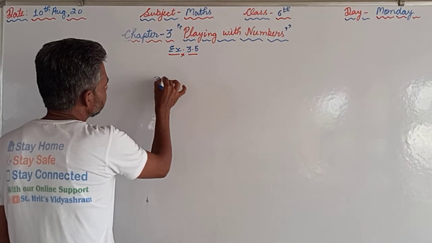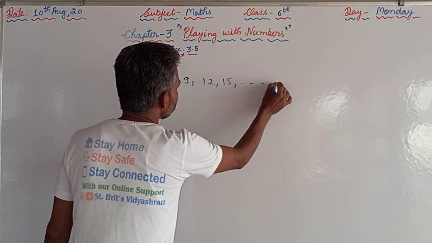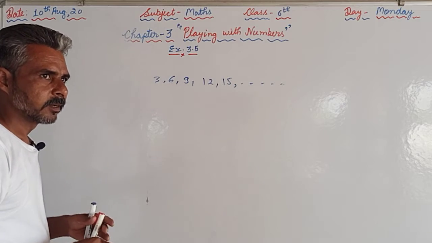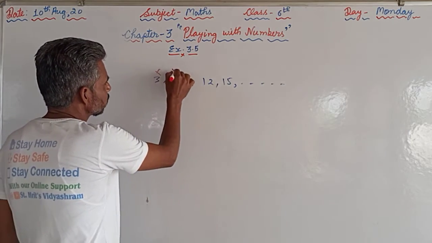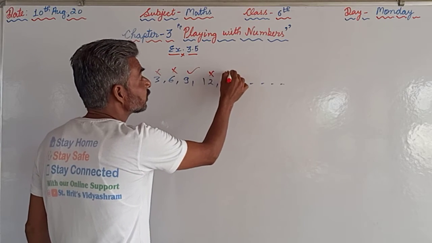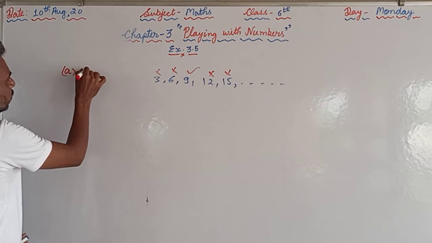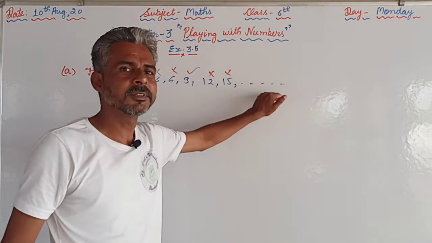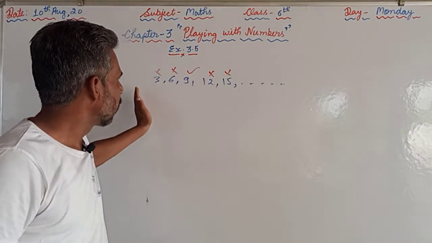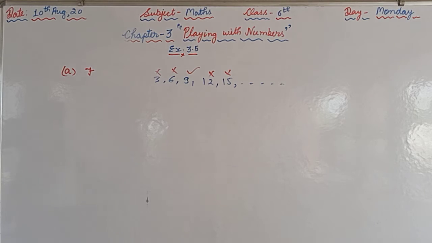The numbers 3, 6, 9, 12, 15 like this are divisible by 3. Are all these numbers divisible by 9? No, this is not divisible, this is not divisible, this is divisible, this is not divisible, this is not divisible. So for the first one the statement is false. Why? Because these are all the numbers which are divisible by 3, but all these numbers are not divisible by 9. So this was the first one.